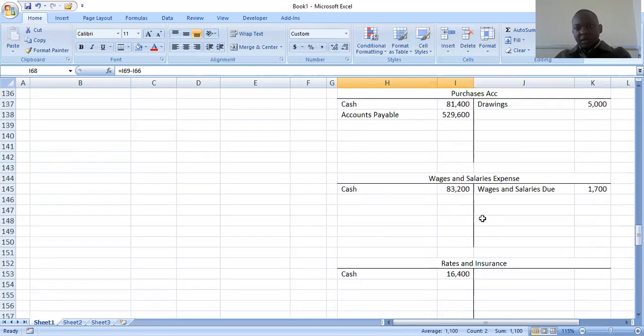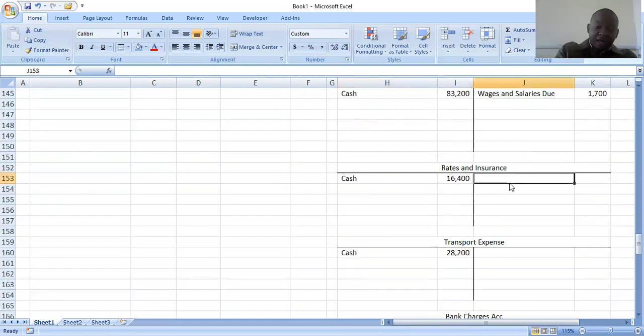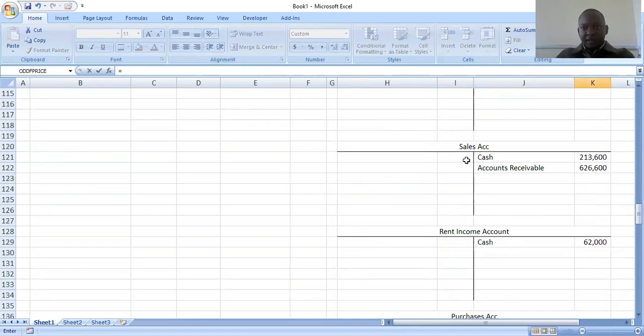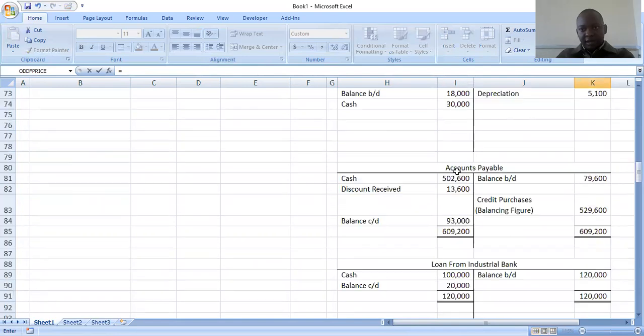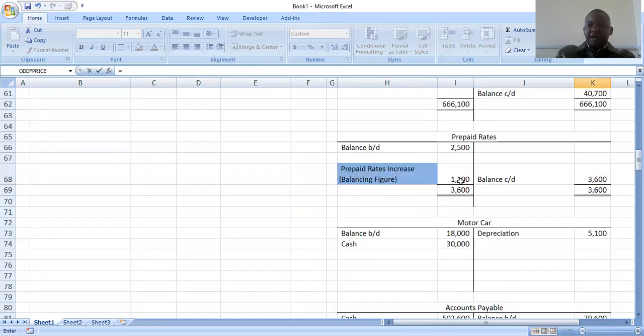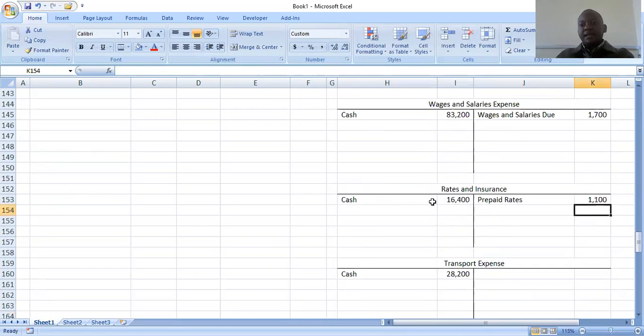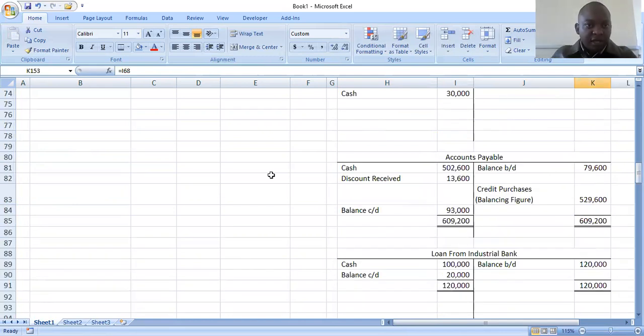So you go to rates and insurance and credit the prepaid rates. So rates and insurance, where are they? Here we credit the prepaid rates, and the amount is 1,100, like that. Then we move on to the other item.